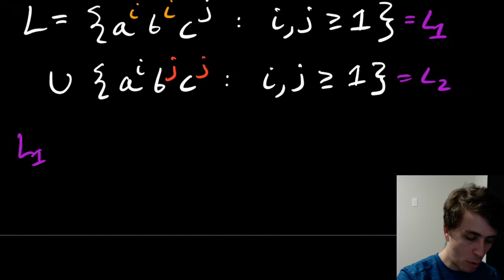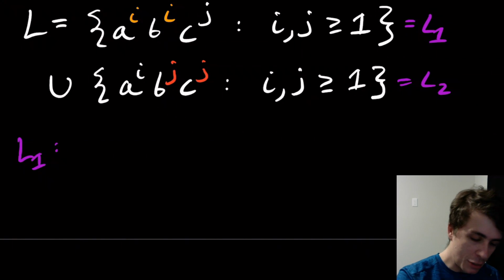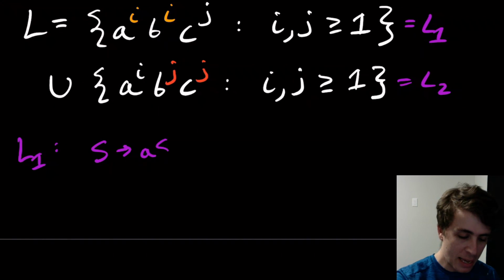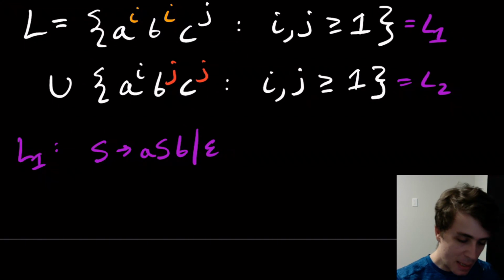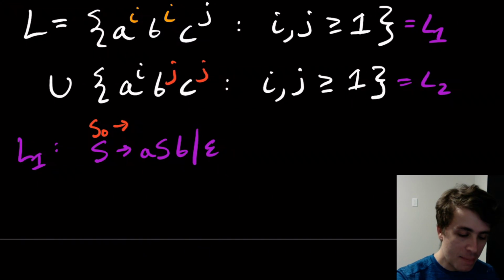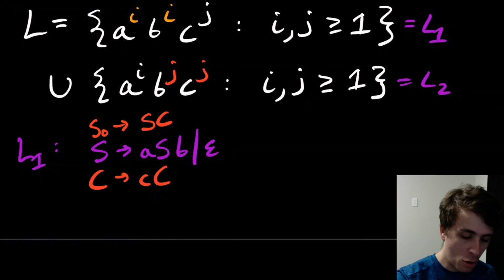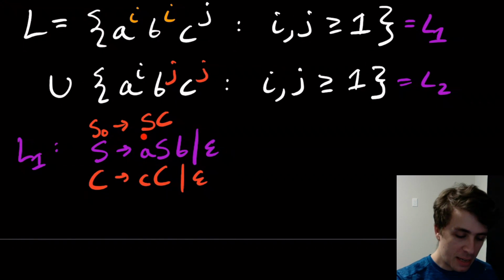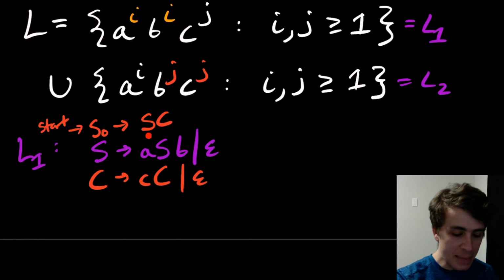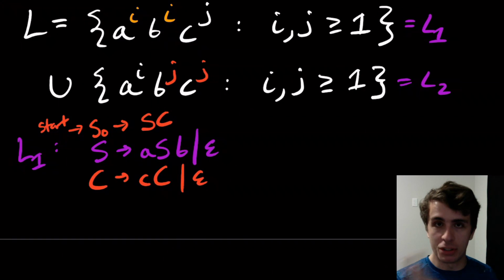So for L1, the number of A's and B's is the same, but the number of C's can be anything. So let's first make the grammar for a to the n, b to the n: S goes to aSb, or empty. But to handle all the C's that can happen afterward, a common trick is to make a new start variable S0 and have it make SC. And what is the C variable going to do? It's just going to spout off a whole bunch of C's. So the start variable S0 is going to make SC, and S is going to make the a to the n, b to the n part, so the same number of A's and B's.